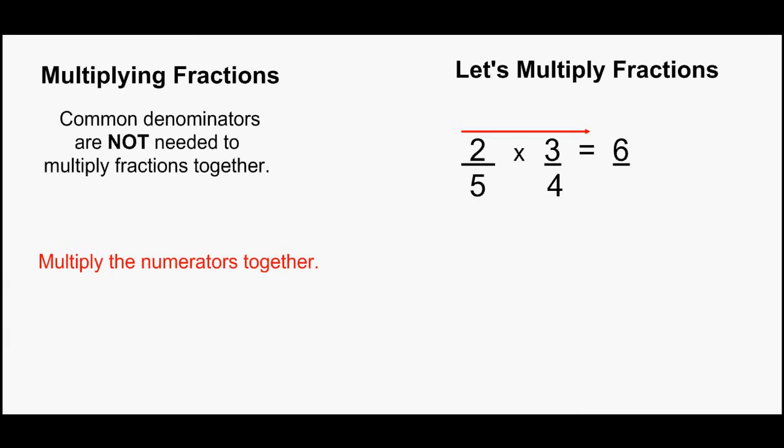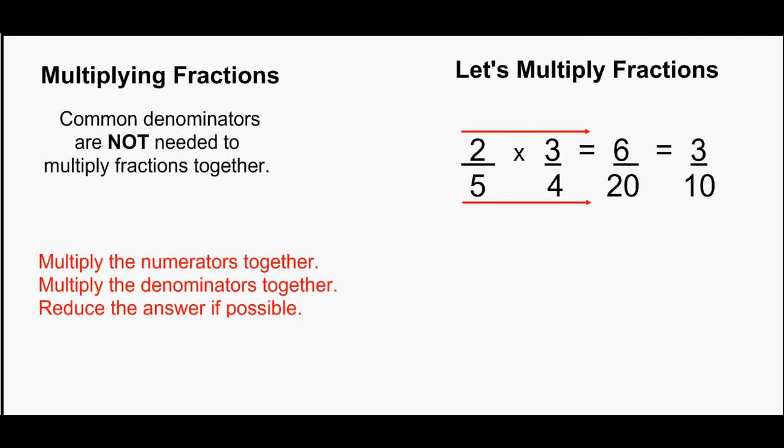Let's multiply the numerators together. 2 times 3 equals 6. Then multiply the denominators together. 5 times 4 equals 20. Our answer, 6/20, can be reduced to 3/10.